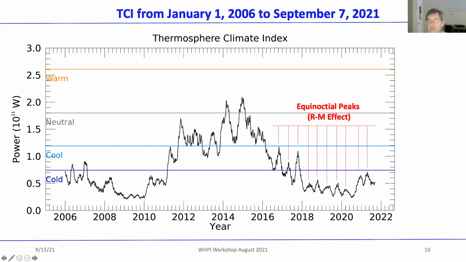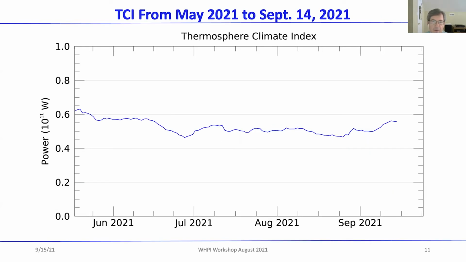This is going to peak up here in the next 2 to 3 weeks and give us another peak that we'll clearly see here by the end of September. And then if we look just at the last 4 or 5 months, this is the TCI from May until yesterday. And basically what we've seen from May is a decrease.